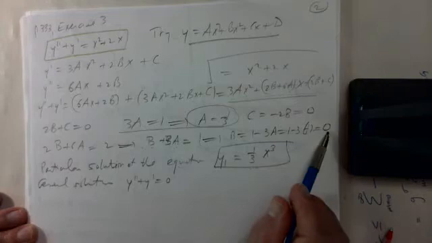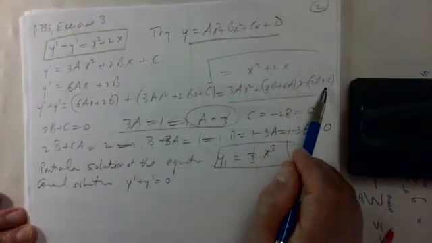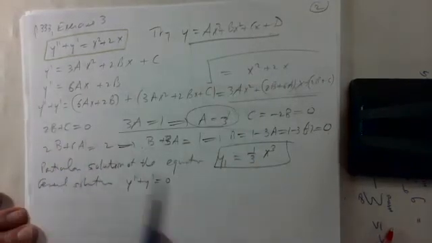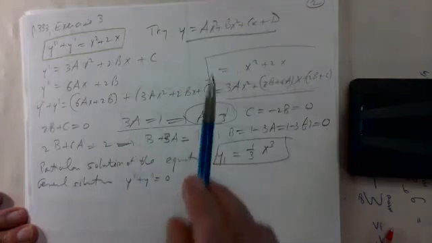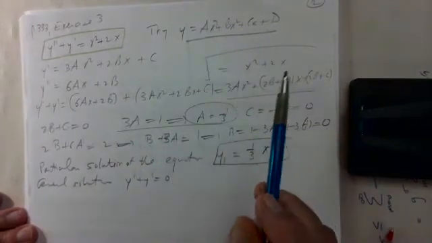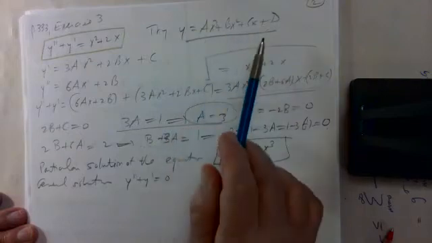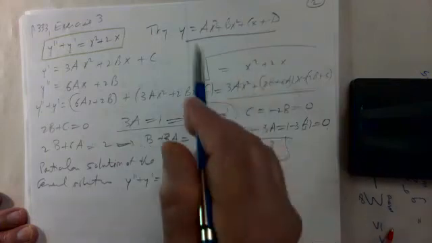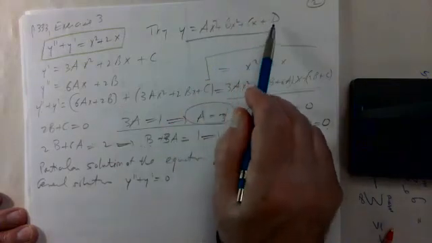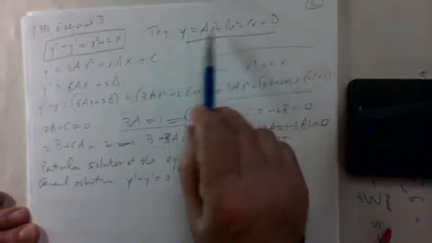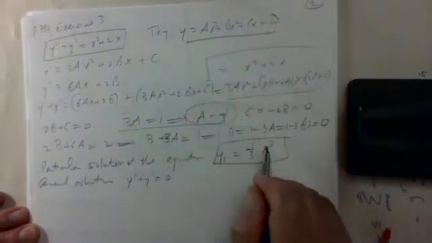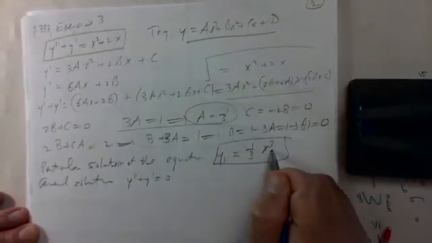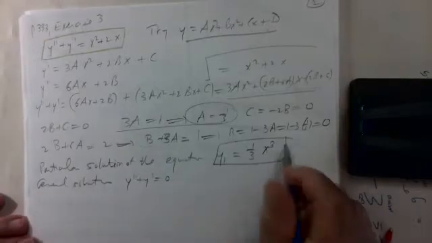b has to be 0. The constant term 2b plus c is equal to 0. b is 0, so c is 0. So in this cubic, A, B, C, and D, D can be anything. I'm not going to worry about that for the moment. But B and C are 0. A is 1/3. So in fact, a particular solution is 1/3 x cubed plus any constant. I'm just going to choose to make the constant equal to 0.